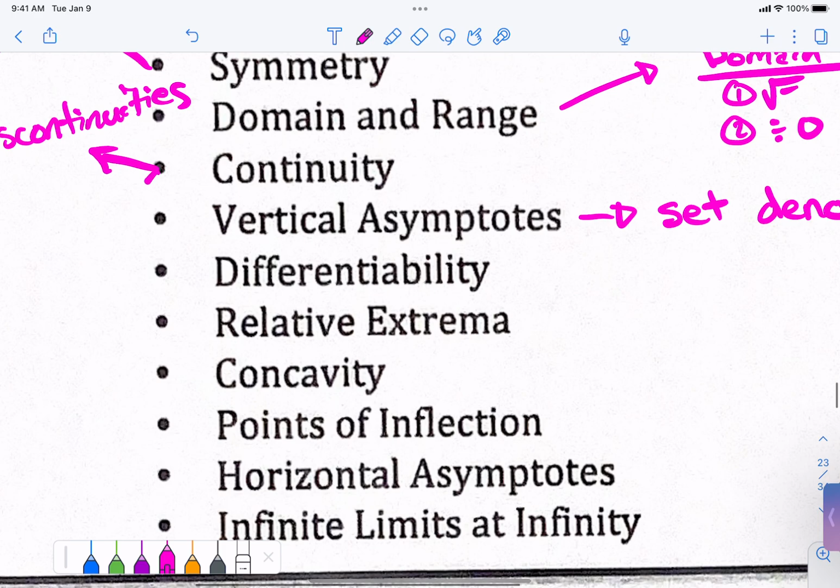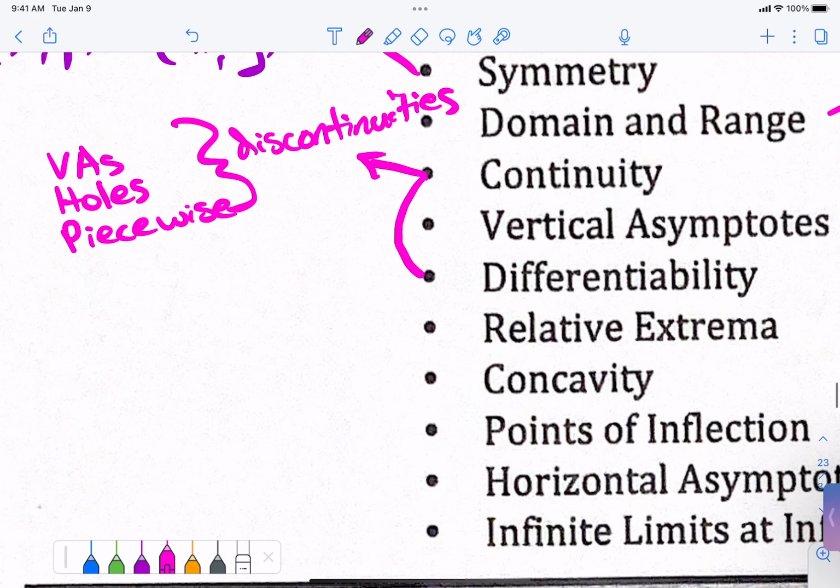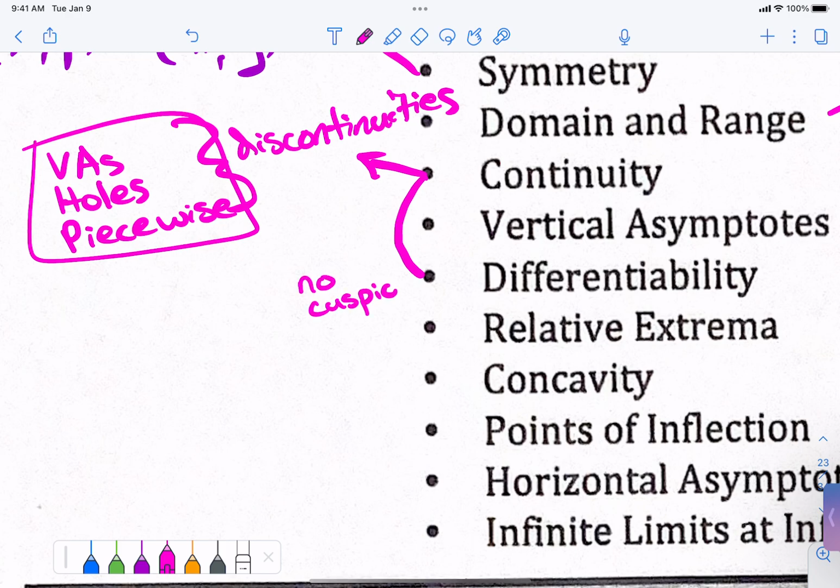Differentiability kind of goes with continuous functions. So we want to make sure that he doesn't have any of these, but also that he has no cusps. I think I spelled that right. No cusps. Okay, so he doesn't have any sharp tippity tips, right? For differentiability, he can't have any VAs, holes, piecewise functions where it causes discontinuity, but also no tippity tips. Okay, and if he has none of those things, then you don't have to worry about it.